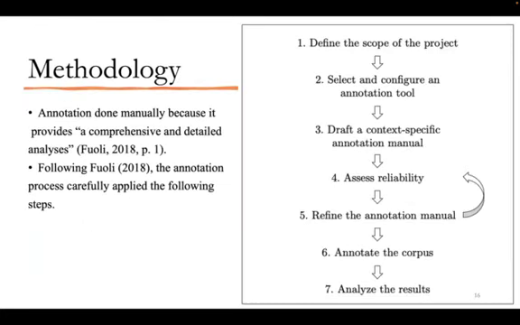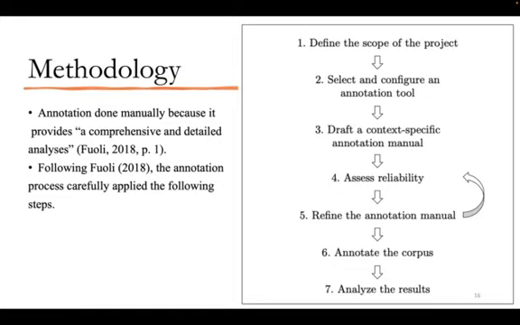8,859. Now, in regard to the annotation, it was done manually because it provides a comprehensive and detailed analysis, and because, as we said, the engagement resources are very context dependent. Therefore, researchers need to not only manually annotate, they need to review their annotation multiple times to reach the most objective annotation possible, as mentioned earlier. Now, Foley 2018 recommended that the annotation process should follow 7 steps.